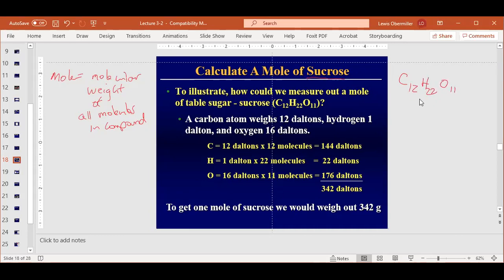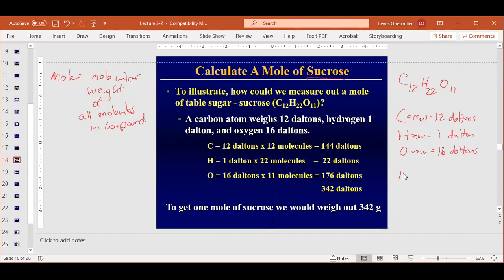C12H22O11. So we just break it down. Carbon's molecular weight, if you look on the periodic table, is 12 Daltons. And then hydrogen's molecular weight on the periodic table is 1 Dalton. And then oxygen's molecular weight is 16 Daltons. So now we just have to multiply all these numbers together.